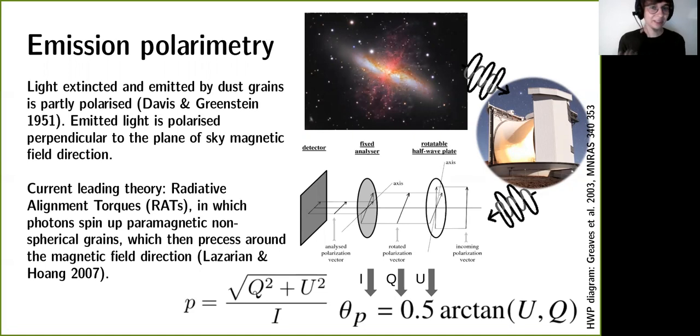The current leading theory for why this happens is radiative alignment torques, in which paramagnetic non-spherical grains are spun up by incident photons, and having been spun up, they then precess around the magnetic field direction. For our purposes, it means that if we put a spinning half wave plate between a camera, SCUPOL, and the JCMT dish, then we can recover the linear components, Stokes U and Stokes Q, and from that derive polarization direction and also polarization fraction, although I won't be talking about that in this presentation.